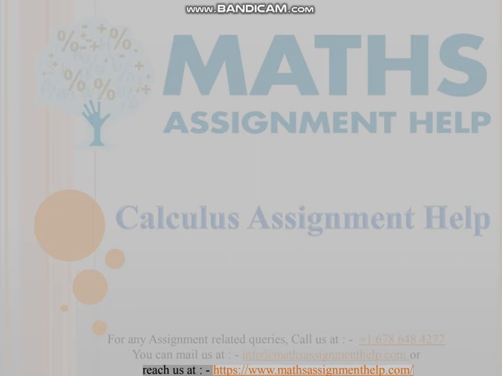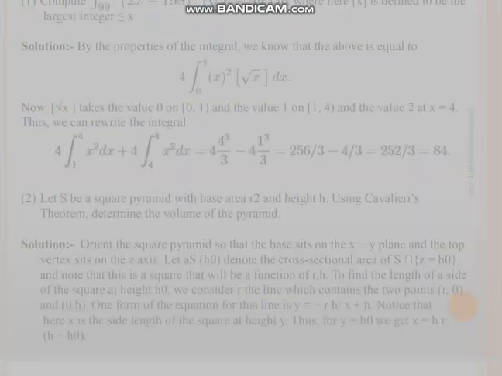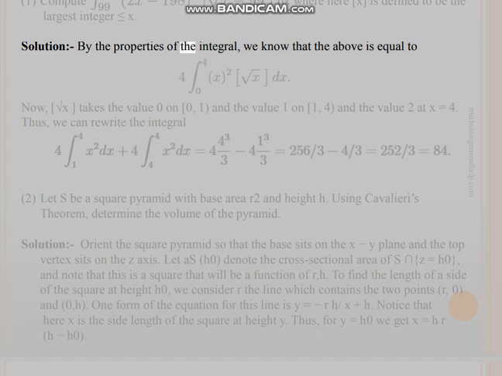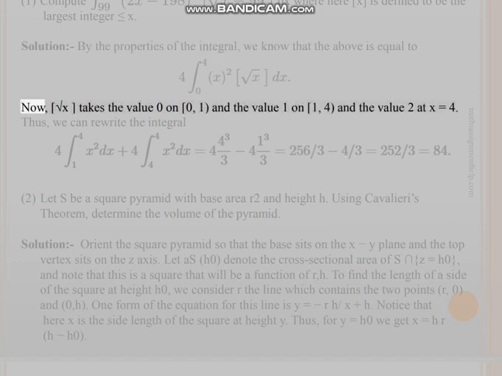1. Compute the integral of floor of square root of x dx, where here floor of x is defined to be the largest integer less than or equal to x. Solution. By the properties of the integral, we know that the above is equal to the integral over the given range. Now, square root x takes the value 0 on [0,1), and the value 1 on [1,4), and the value 2 at x equals 4. Thus, we can rewrite the integral.